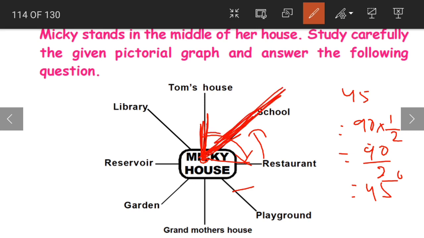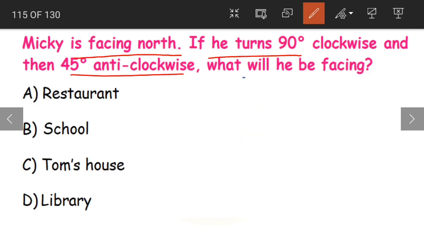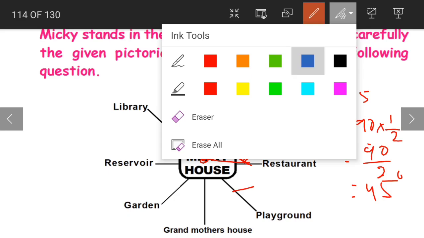First, what did Mickey do? Mickey turned 90 degrees clockwise. Then let us take another color. From that point, he has turned 45 degrees anti-clockwise. Now, where is he arriving at, children? Where is he right now? He is at the school. So, what is he facing? He will be facing the school. That is option B. I hope you have understood.